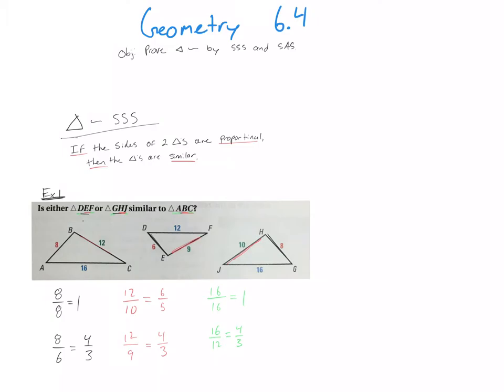So notice all three of these numbers are coming out to be the same when we are working with that DEF. But these ones up top are not coming out to be the same when I'm working over here with the GHJ. So it's going to be similar to DEF. So I'm going to say triangle DEF.